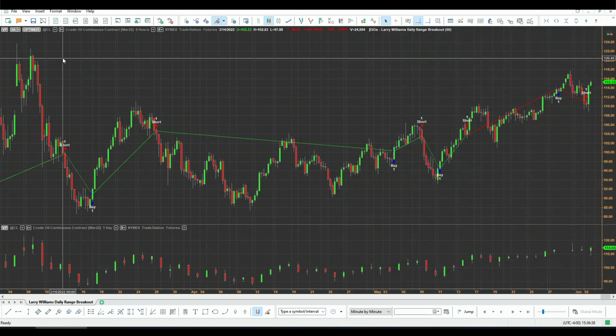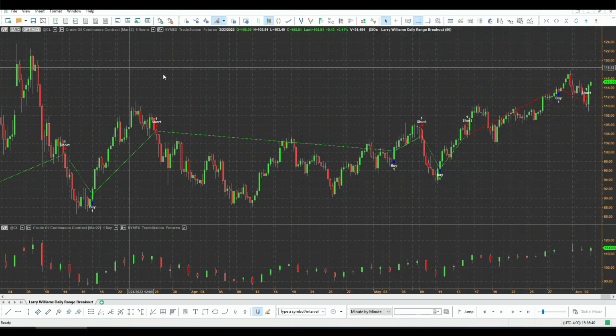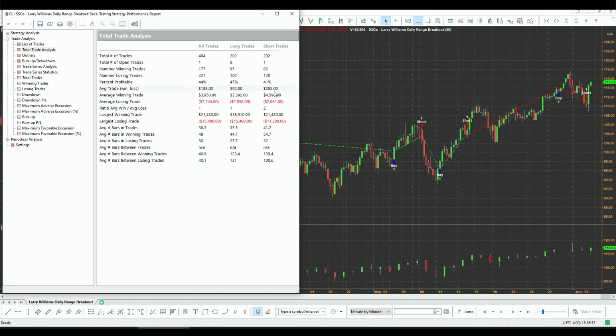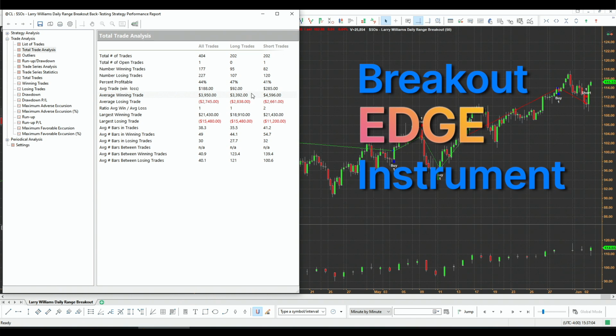Here it's built on crude oil. So we have 404 trades from 2007 till today, averaging $188. This is really good because $30 should cover you both slippage and commission. So both of them are doing really well on oil, which we expect because crude oil is a breakout edge instrument.